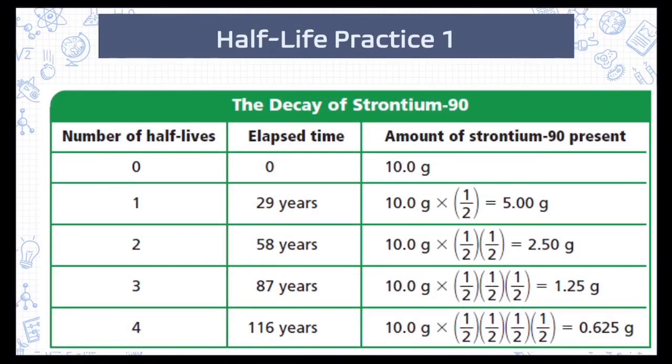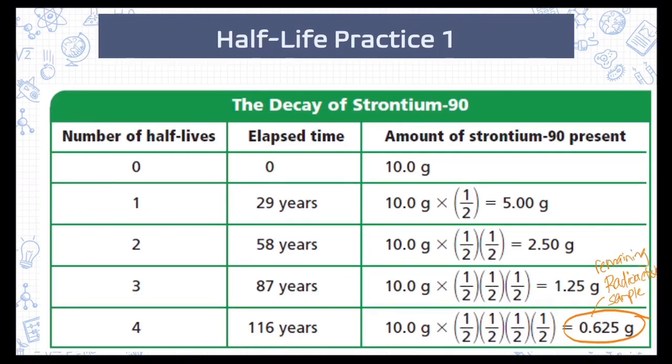So this is an example of how you can determine the amount of radioactive sample that remains after a certain number of half-lives have passed using a table to organize your work. Another question that could be asked is, if after 4 half-lives we have 0.625 grams that is still radioactive, so this is still unstable. This is the strontium 90 that remains. So this is the remaining radioactive isotope.